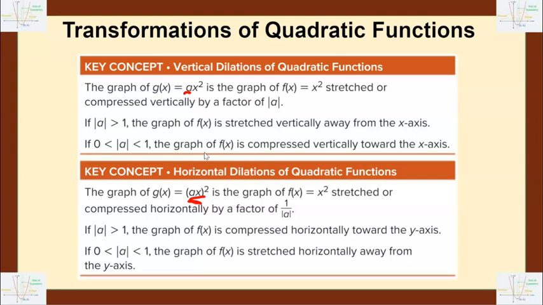That will make a little more sense once you see some examples, but I just wanted to go through a little bit of background before we see some examples.